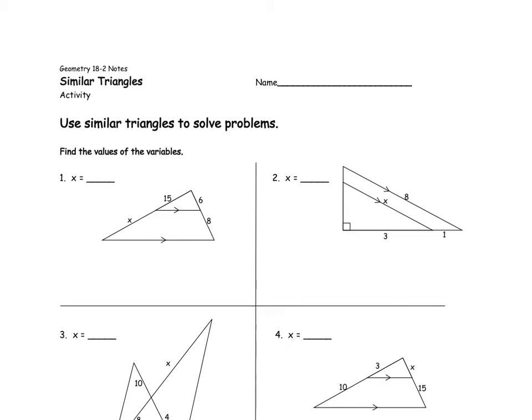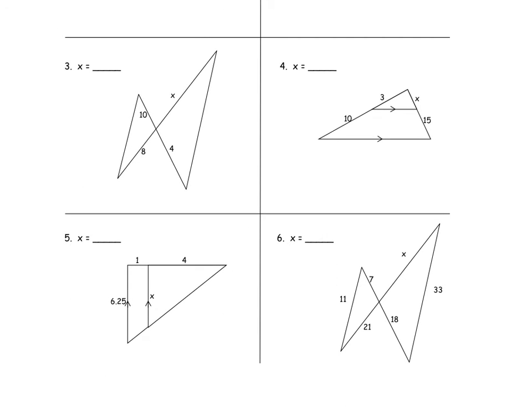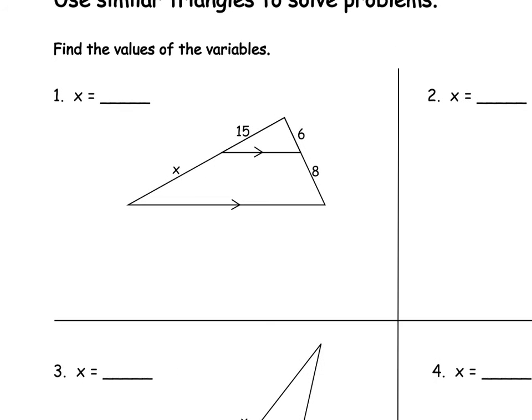In this lesson, we will use the concept of similar triangles to solve problems and find variables. So in each one of those questions, the triangles are given to be similar. And we're going to use the idea of congruent angles in similar triangles and the idea of proportional sides in similar triangles to help us find variables. So let's look at number 1.